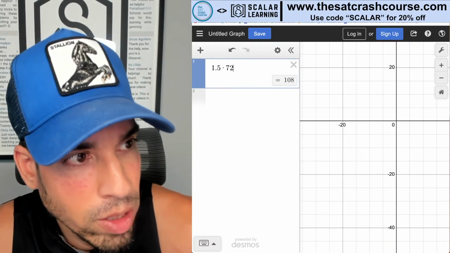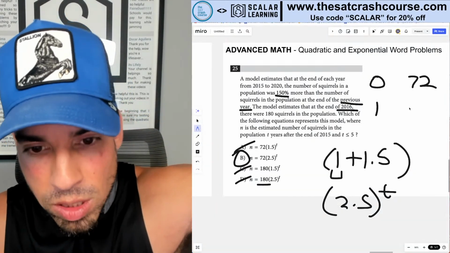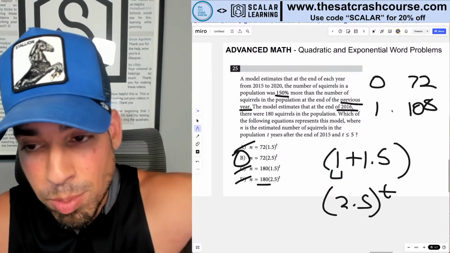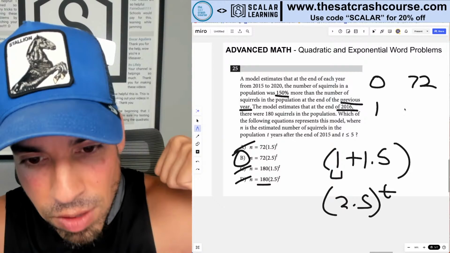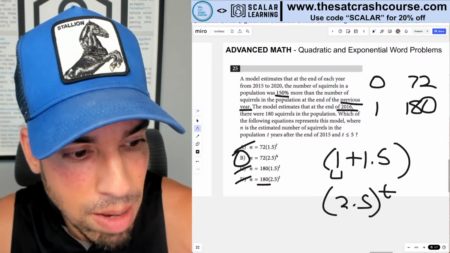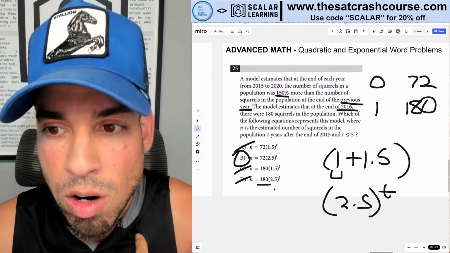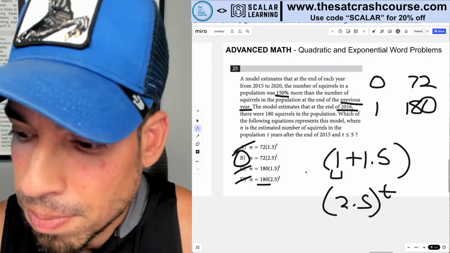150, that's 108, okay? But it says it's increasing by that much, so it's not becoming 108. We're not taking 150% of 72. It's increasing by that amount. So we add 108 to 72, and we get 180. And there we go. We have now verified that B is, in fact, our winning answer. It matches up with what this is describing. Boom, done.